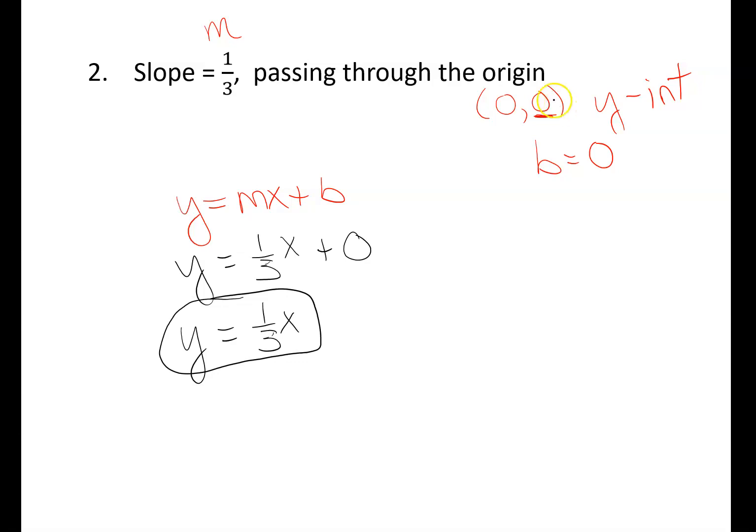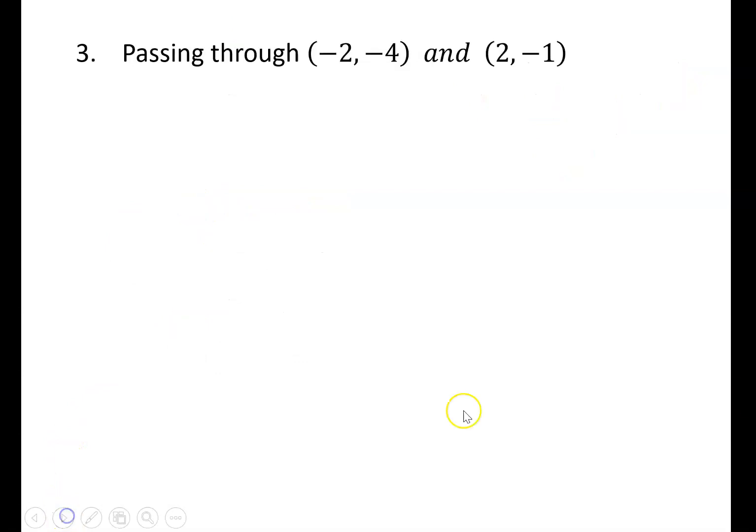However, if you didn't think about the fact that the origin is the y-intercept and you used the point-slope form like we did in number 1, you would still end up with this same answer. Okay? Going directly to y equals mx plus b is just kind of a shortcut. But the point-slope form that we used in number 1 will always work.